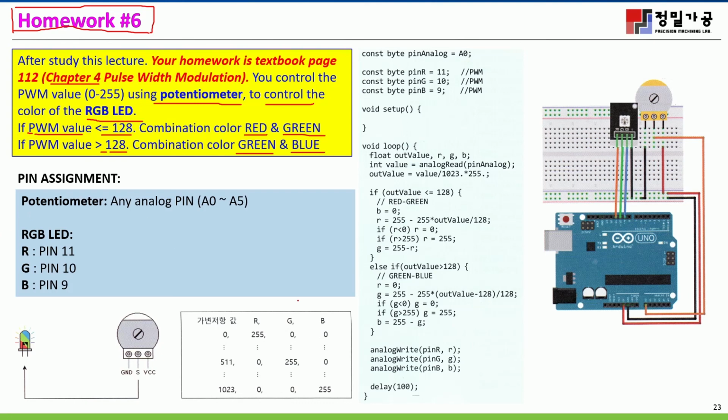This one is the pin assignment. You can use any analog pin for the potentiometer and the RGB LED using similar pins 11, 10, and 9. And the program is basically this one. I don't have any comment for this program. Anyway, if the value is less than or equal to 128, the combination color is red and green.